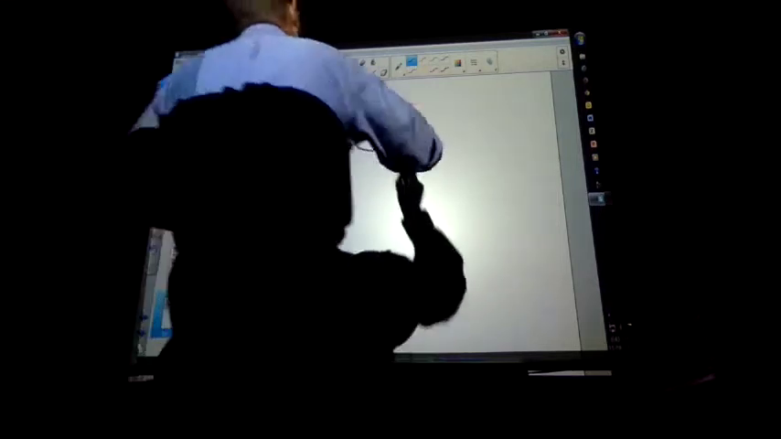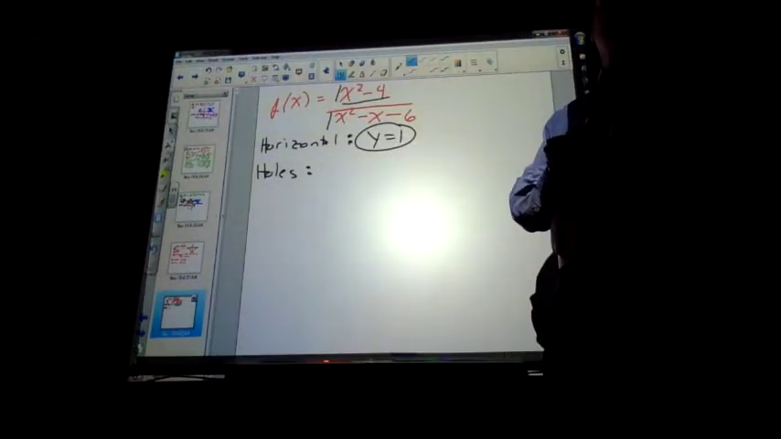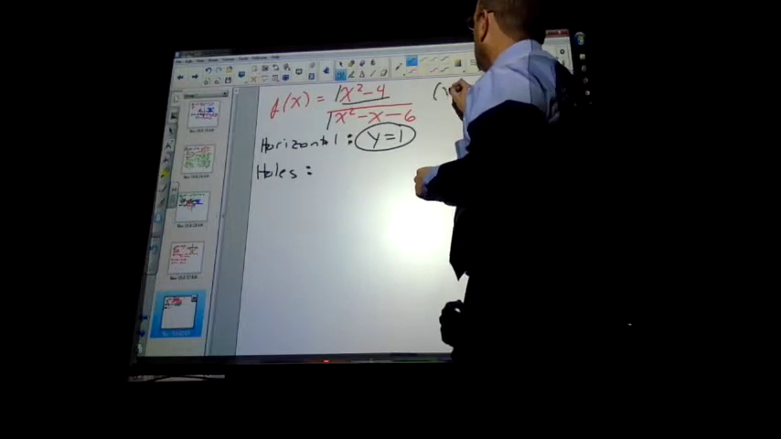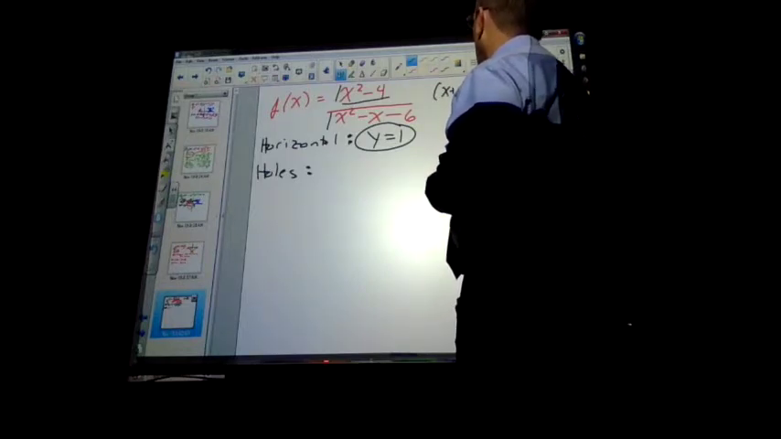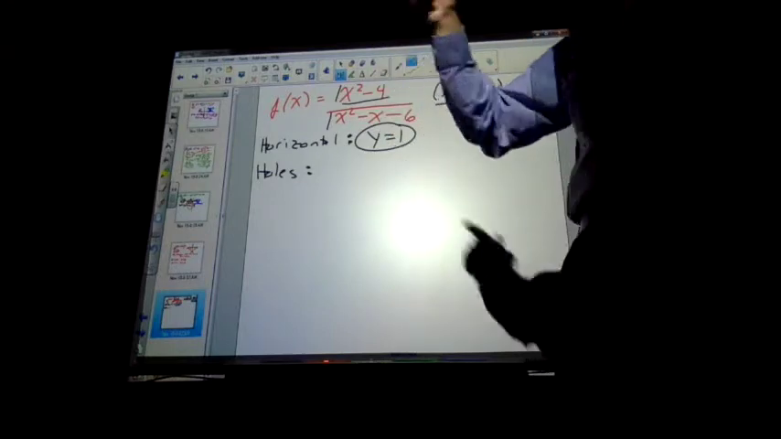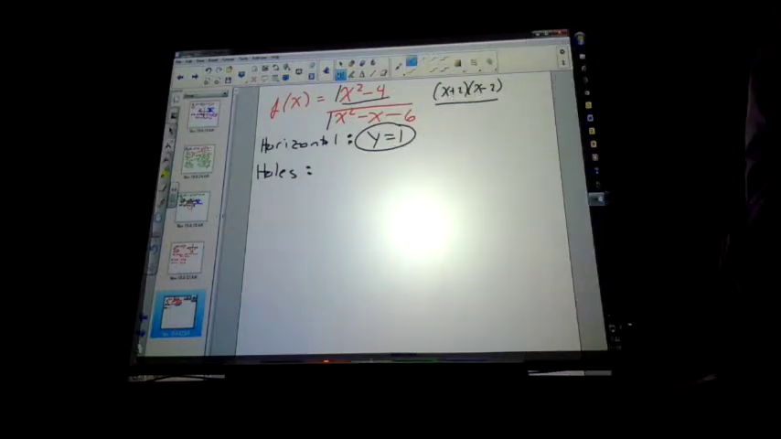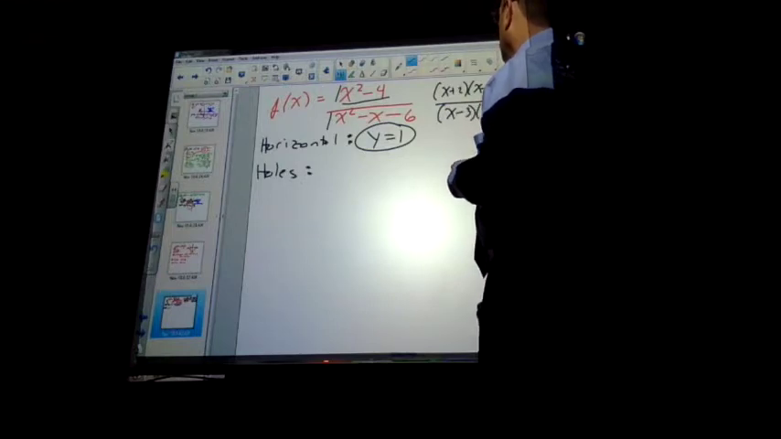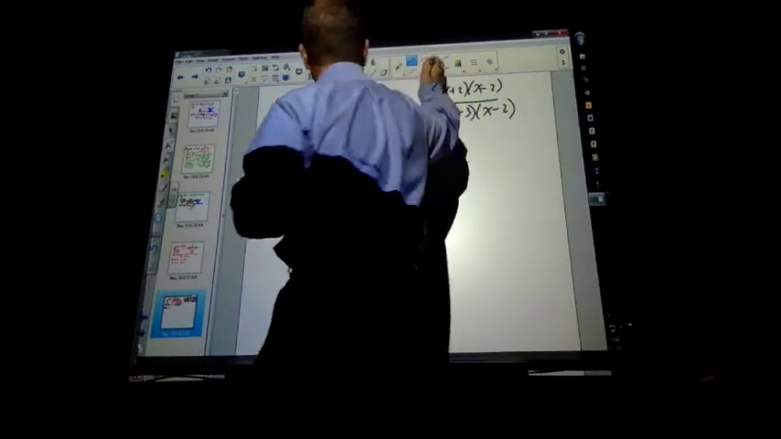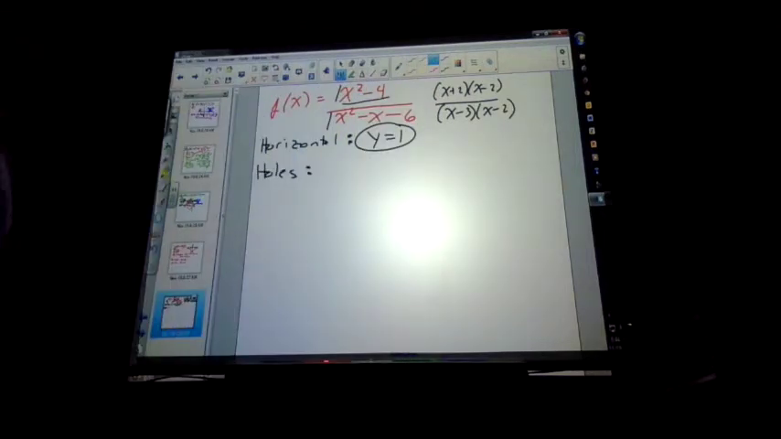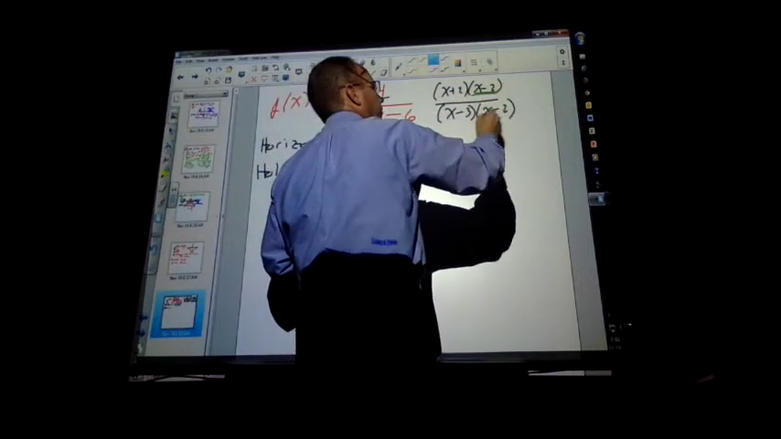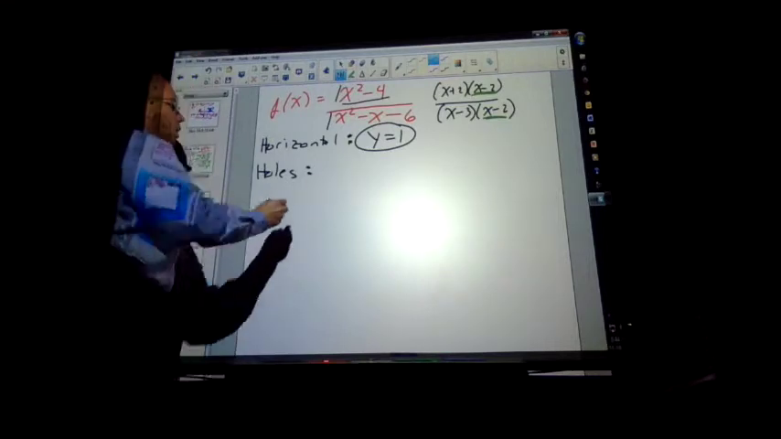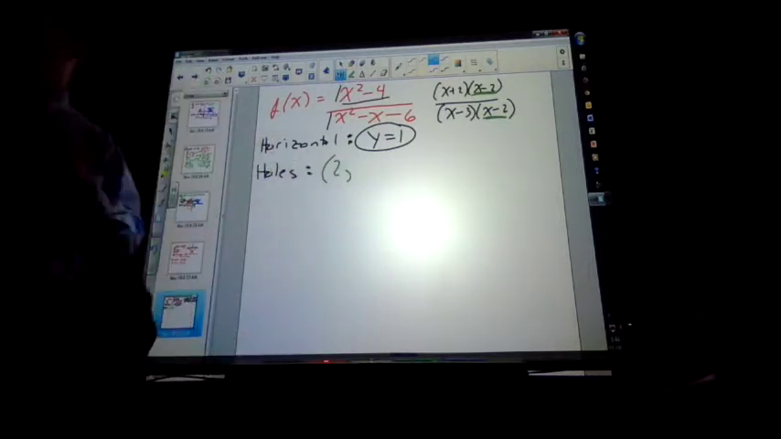Factor it, okay? So what does this part factor to? Good. x plus 2 and x minus 2. Can I factor the bottom as well? What two numbers multiply to give me negative 6 and add to give me negative 1? Negative 3 and positive 2. Which one of those will describe a hole? Because these are the same right here. That's going to generate a hole at 2 comma what?